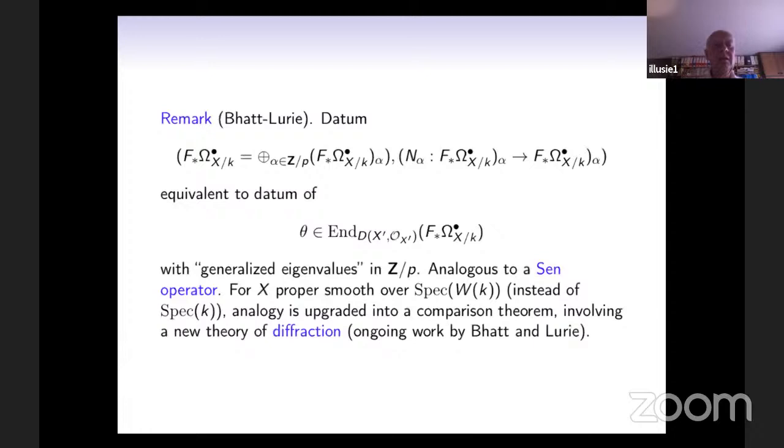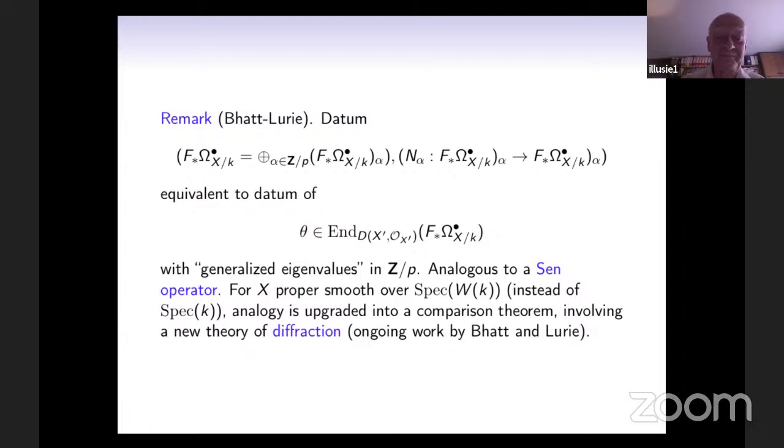Now there was this nice remark of Bhatt and Lurie that the data of this decomposition and the nilpotent endomorphism, it's like a matrix by blocks where on the diagonal you have alpha in Z mod p, and then you have nilpotent things, upper triangular things. So it's equivalent to giving an endomorphism of this F lower star omega_X with the eigenvalues in fact in Z mod p, generalized eigenvalues in Z mod p. So then you have a decomposition, and for each generalized eigenvalue, this nilpotent operator.